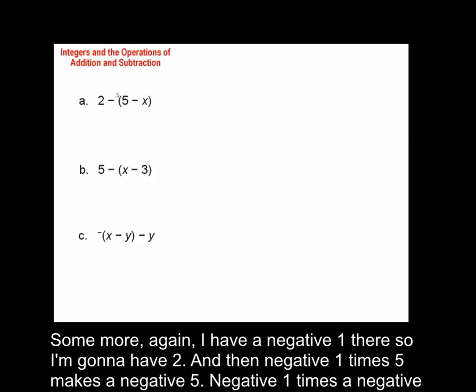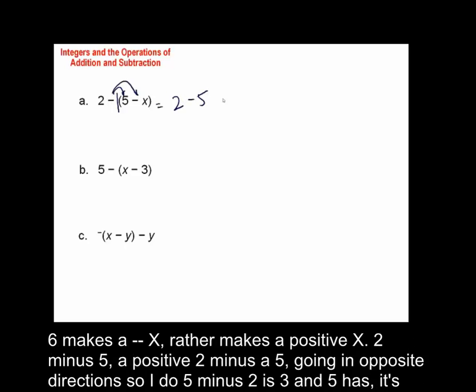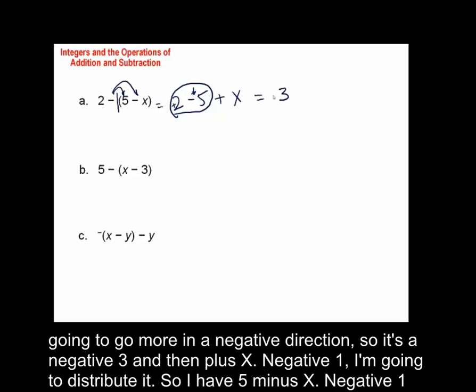Some more. Again, I have a negative 1 there, so I'm going to have 2, and then negative 1 times 5 makes a negative 5. Negative 1 times a negative x makes a positive x. 2 minus 5, a positive 2 minus a 5. We're going in opposite directions, so I do 5 minus 2 is 3, and 5 it's going to go more in the negative direction, so it's a negative 3, and then plus x.